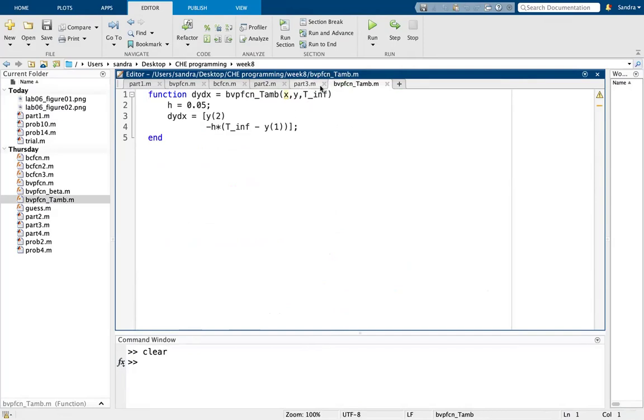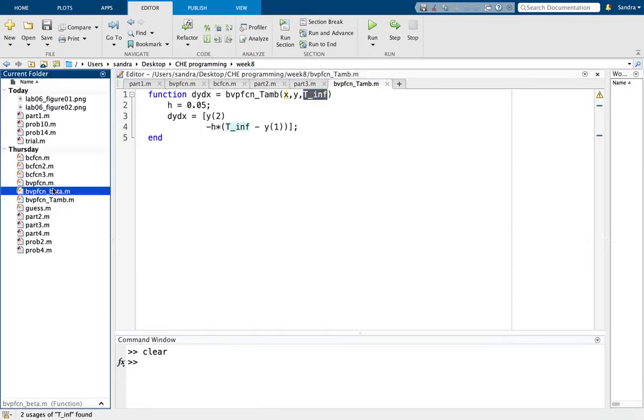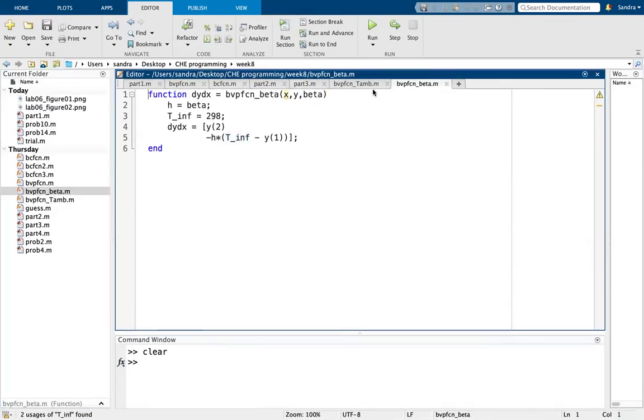Did I show you this part? The BVP function T ambient looks like this. Earlier it only had two inputs, X and Y. Now it has X, Y, and T infinity. Instead of fixing a T infinity value, it takes it from here. Now I have a different function which takes in the beta value. I take a beta value stored here in H, but the T infinity value remains constant at 298 Kelvin, which is 25 degrees Celsius. This is how we input beta and change the ODE function.